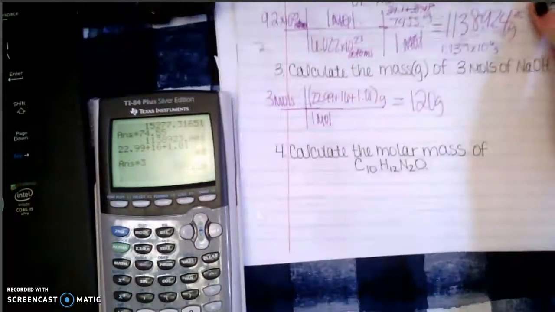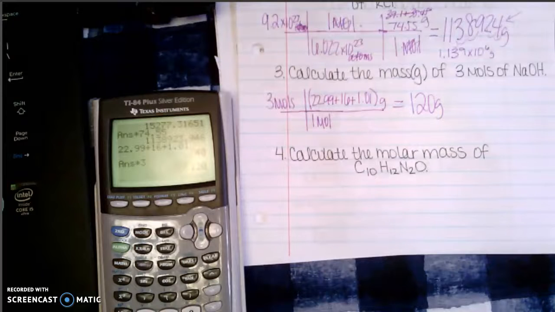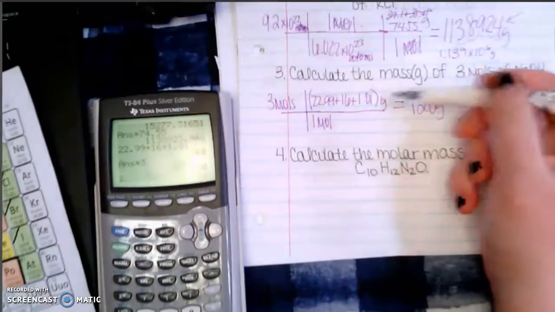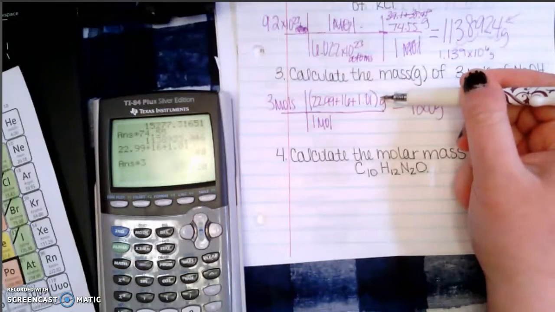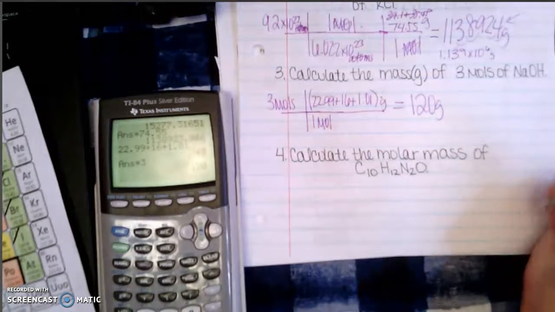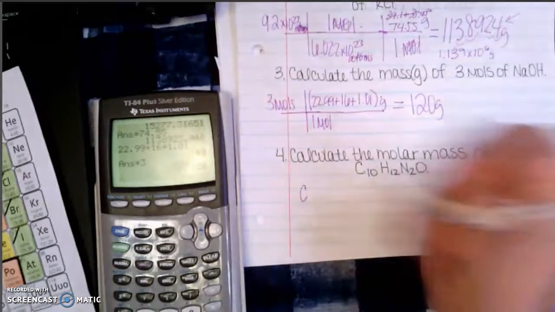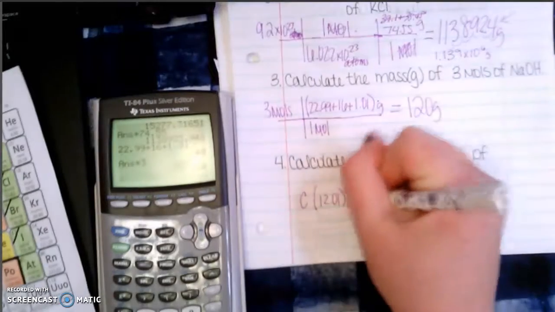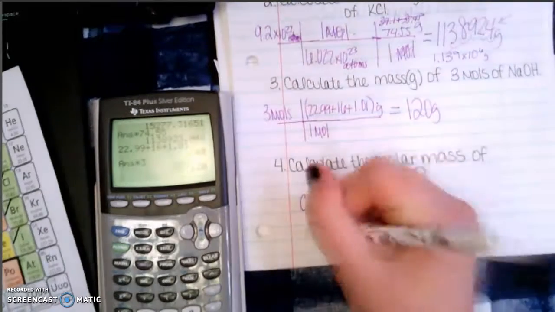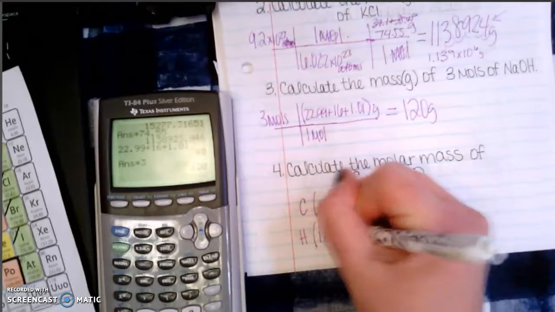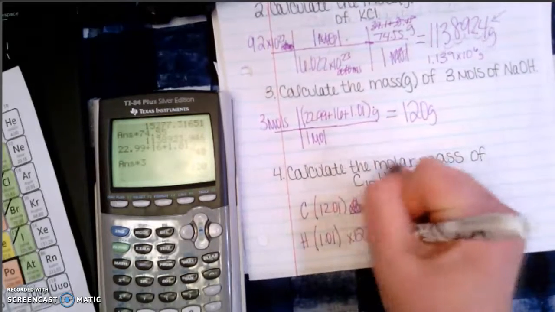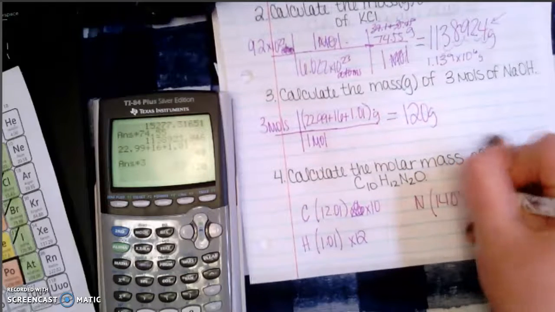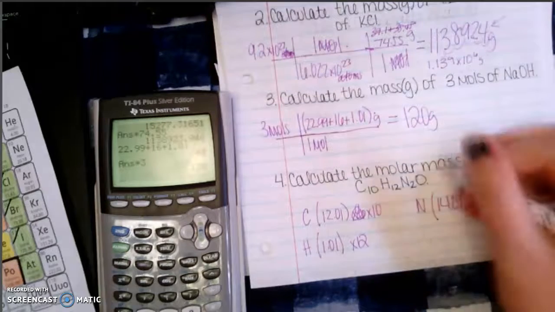Okay, so next we have calculate the molar mass of C10H12N2O. Okay, so we could add it like here, but that's going to be insane and take a really long time and be annoying. So instead, we're just going to do some multiplication. Okay, so I know that carbon is 12.01, and I'm going to times that by 10. Okay, I know hydrogen is 1.01, and I'll multiply that by 12. I know that nitrogen is 14.01, and I'll multiply that by 2, and then I just have that oxygen, which is 16.